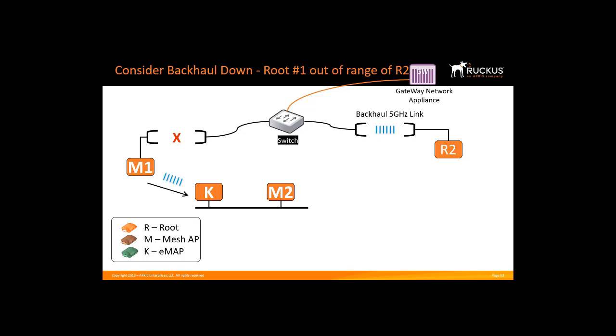After evaluating the available links to R2, we see that the EMAP now becomes the MAP and the old MAP becomes the EMAP. The roles are reversed.